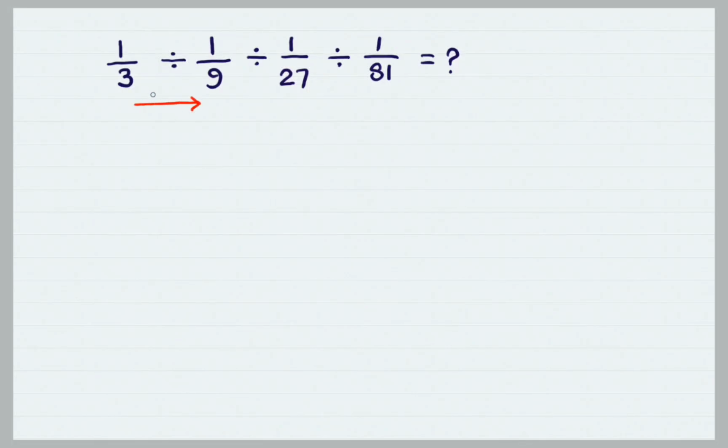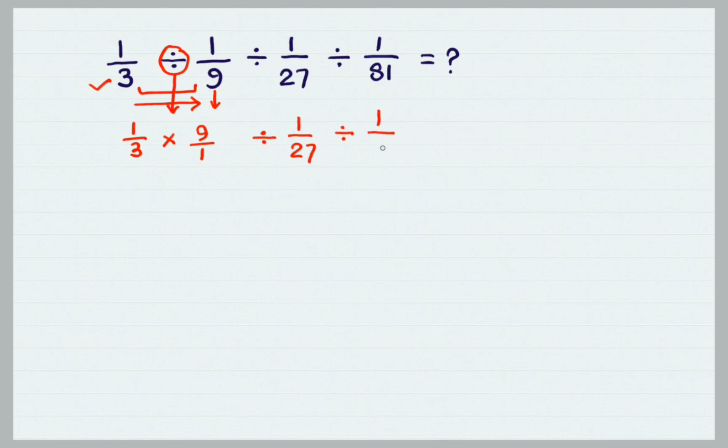1/3 divided by 1/9. First of all, we will solve it because we have to move from left to right. Divide is changed into multiplication, and 1/9 is flipped. It will become 9/1. And the remaining portion should be kept as it is.